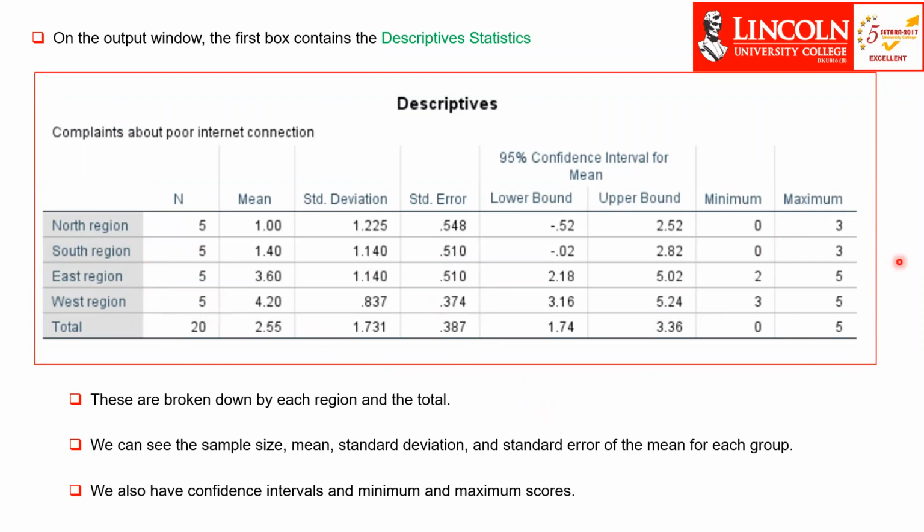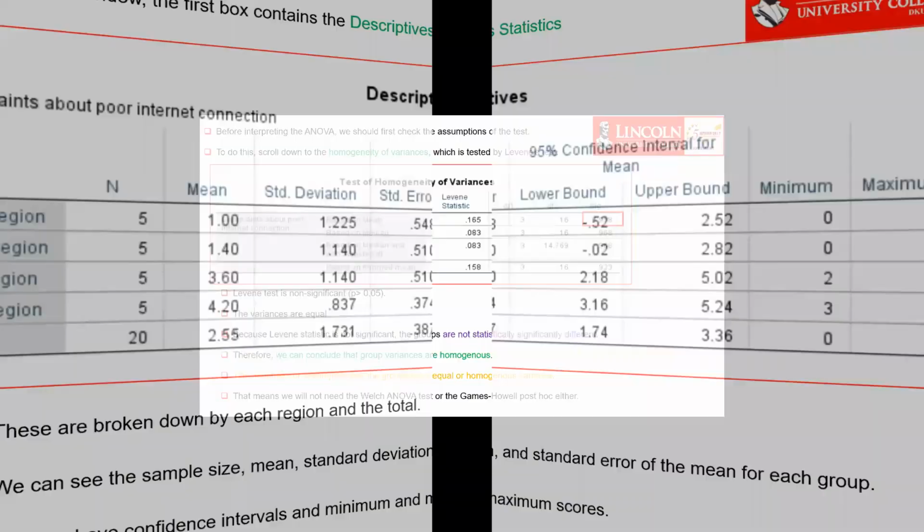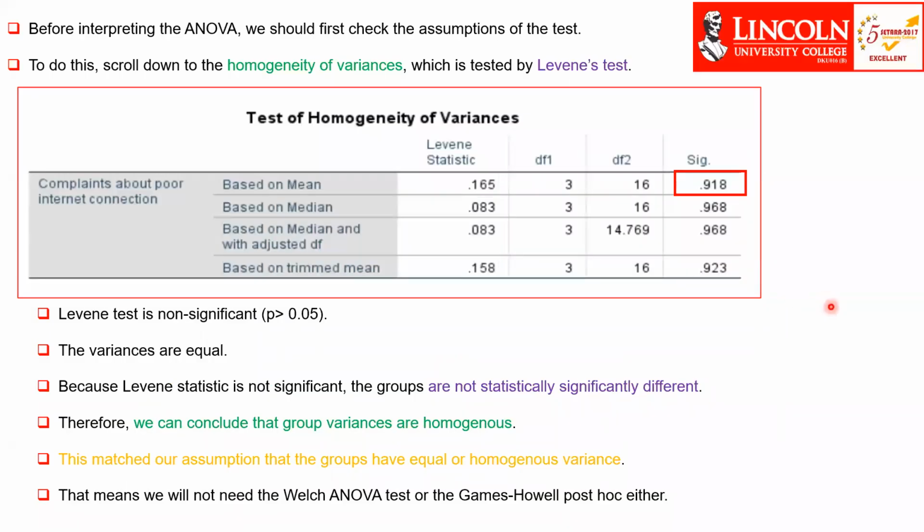Now, here you can see if you have gotten a value other than what you have specified in your variable, then you will know that there is some kind of error or outliers in your data set. But as it stands now, we know that this goes along with whatever we have defined in there. Now, before interpreting the ANOVA, we should first check the assumption of the test. And to do this, you scroll down to the test of homogeneity of variances.